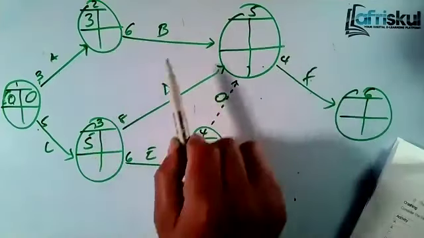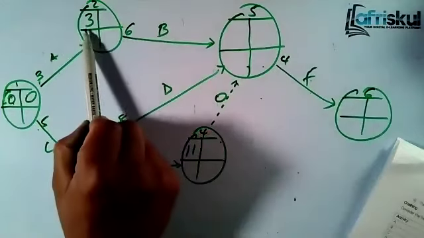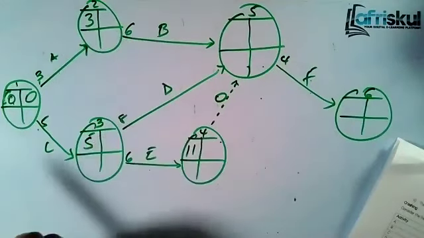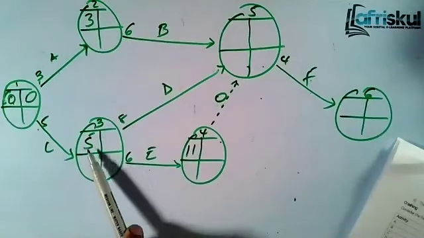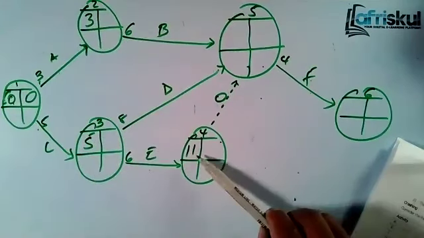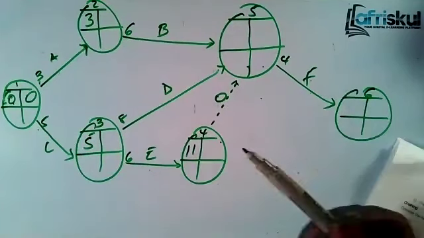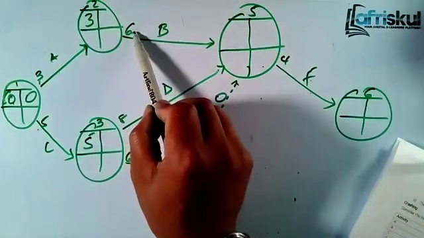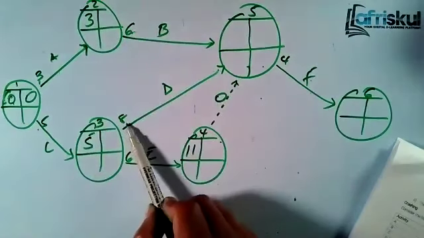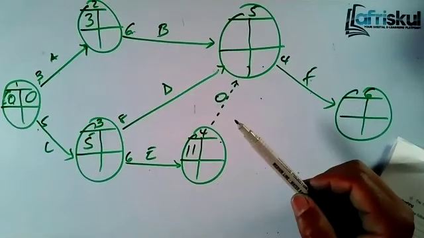Now 5 has 3 incoming variables. Now for the incoming variables, you take the maximum. How do you get the maximum? So in this case, it will be 3 plus 6, you'll get 9. 5 plus 8, you get 13. 11 plus 0, you get 11. So the highest is 13.